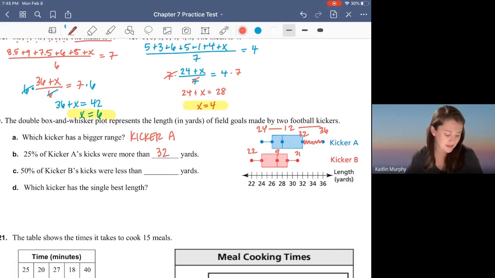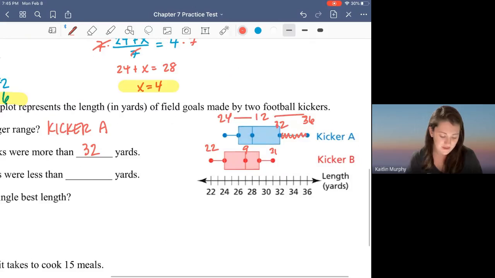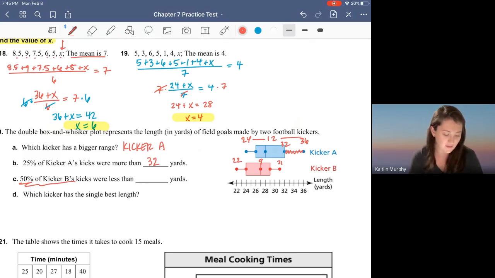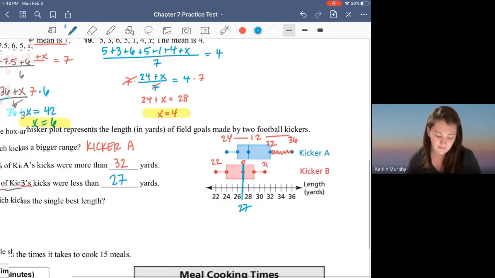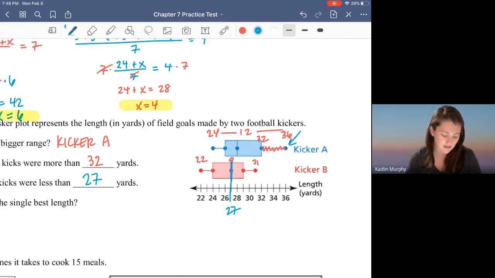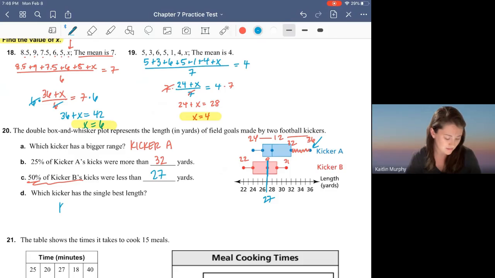And it says 50% of kicker B's kicks were less than. So I'm looking for less than 50%, which is going to split my box right down the middle at the median right here, which looks like 27. So 50% of kicker B's kicks were less than 27 yards. And lastly, which kicker has the single best length? The longest length was kicked by kicker A, and that was 36 yards. So kicker A with 36 yards. The longest kick.